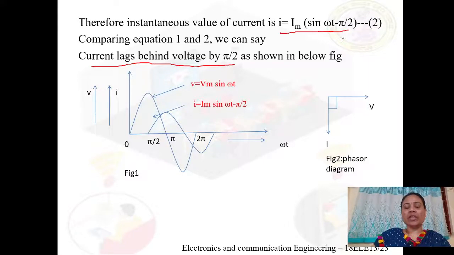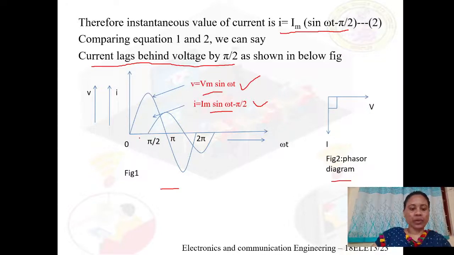I repeat, looking into the expression for voltage and current, V is Vm sin omega t and I is Im sin omega t minus pi by 2. So just have a look into these two expressions. Here there is a phase difference. How much phase difference is there? Minus pi by 2. Therefore, for current it is minus, therefore current lags the voltage by pi by 2. And we can write the waveform and the phasor diagram indicating the lagging of current compared to voltage.